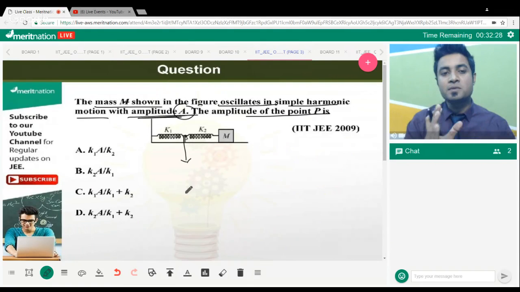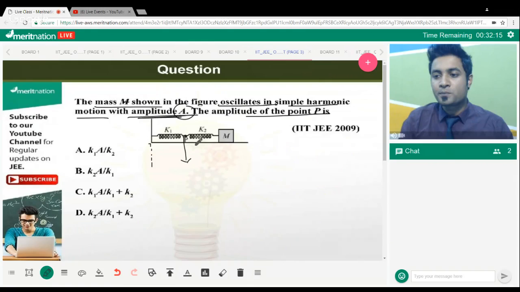what maximum distance it will be away from this rigid support. Okay, so you need to calculate that thing. How would you approach this one? How would you approach this question?